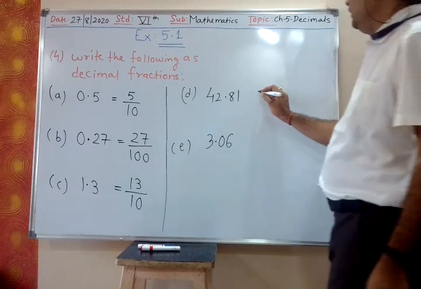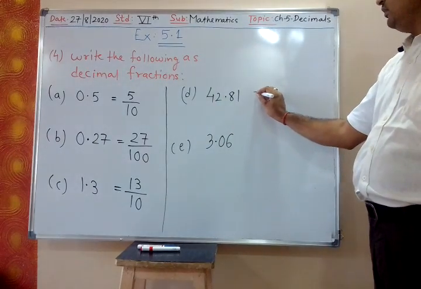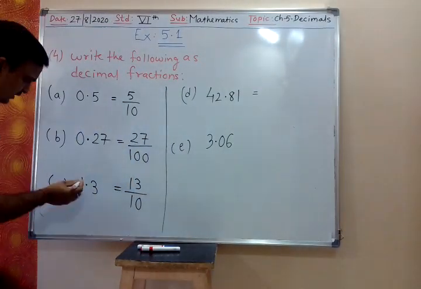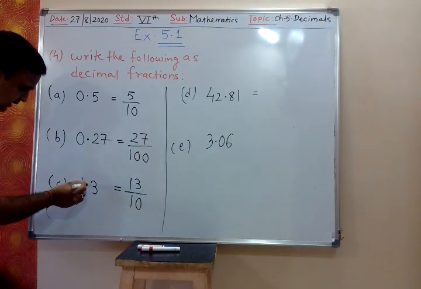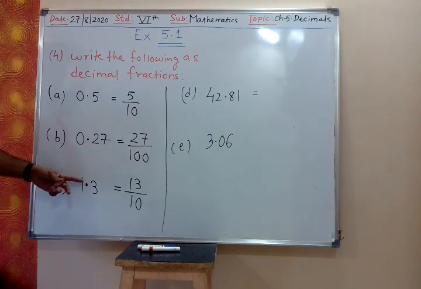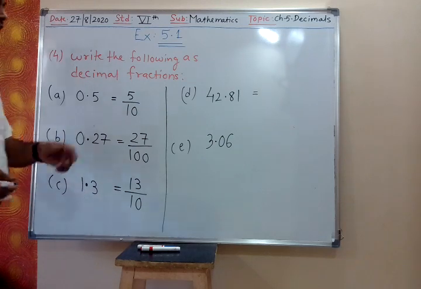42.81. That is what you have removed the decimal, no? When we divide by 10, we remove the decimal, it becomes 13 upon 10.